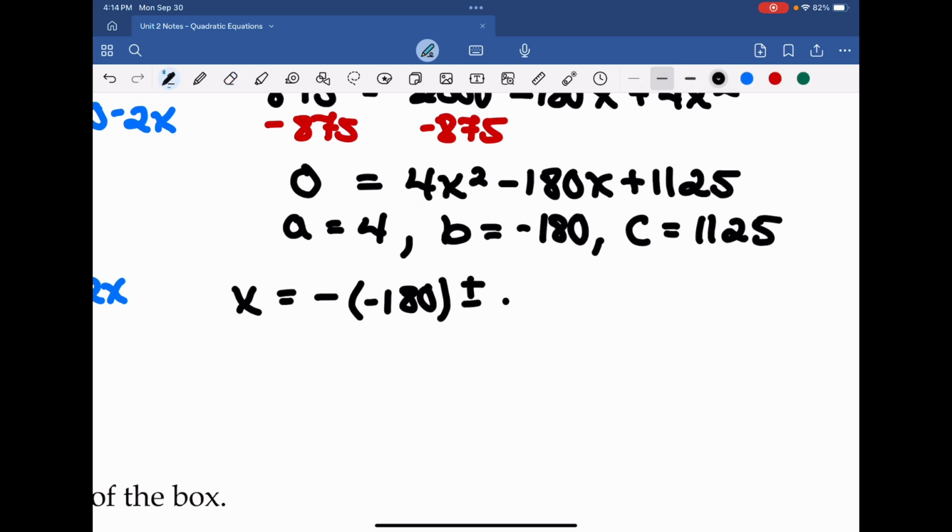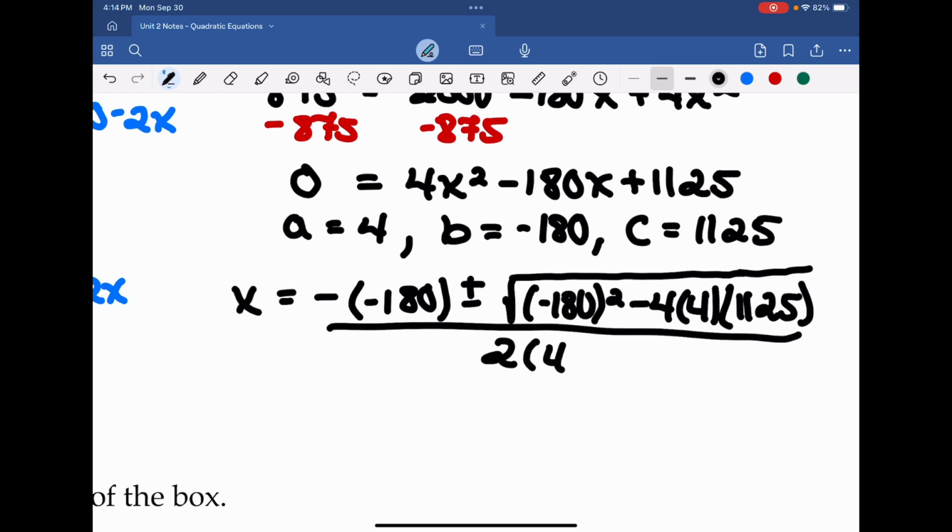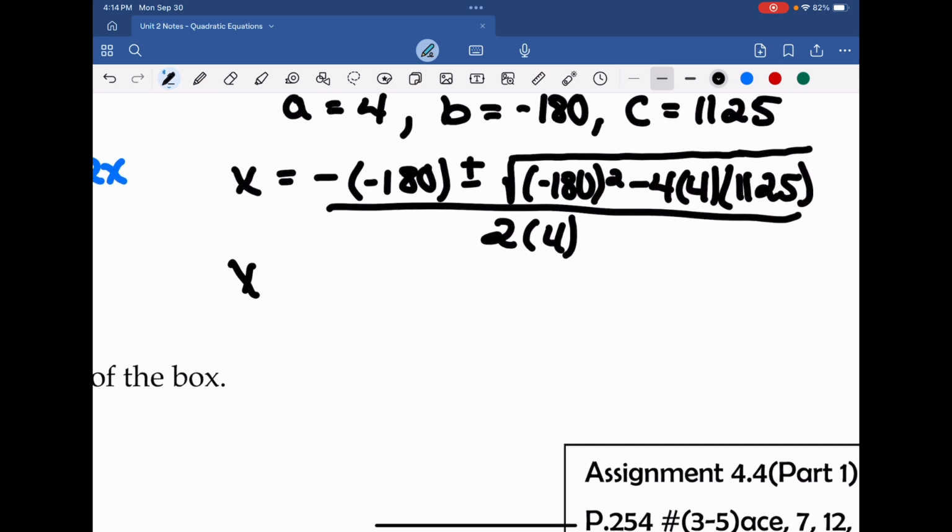So we go plus or minus the square root of negative 180 all squared, minus 4 times the a value is 4, the c value is 1,125. We're going to divide this all by the a value, which is 2 times 4. This will give us x is equal to positive 180 plus or minus the square root of.